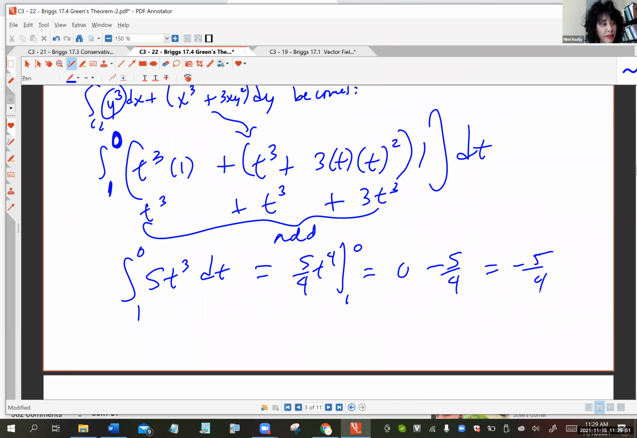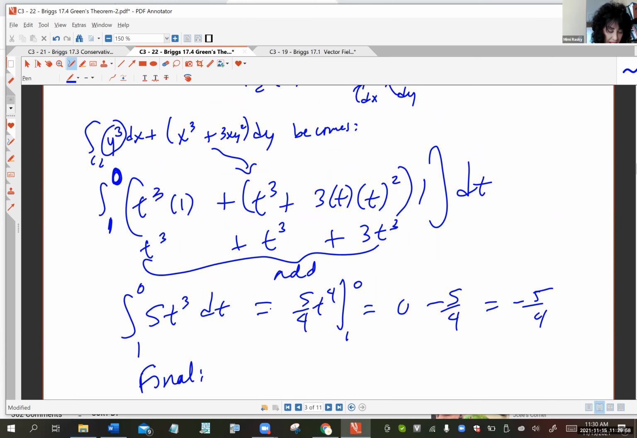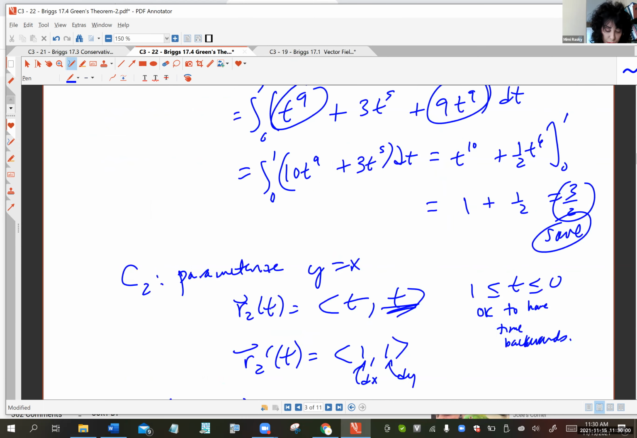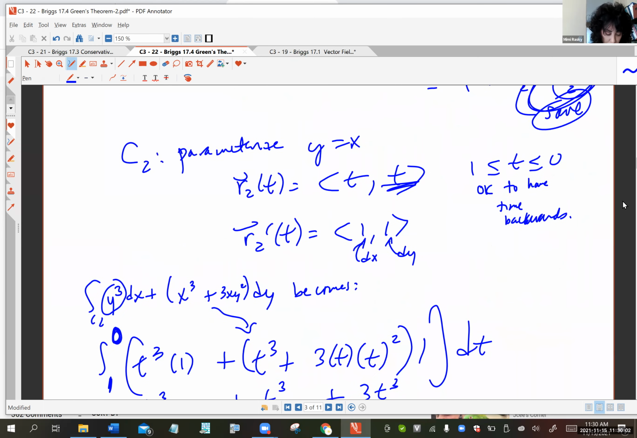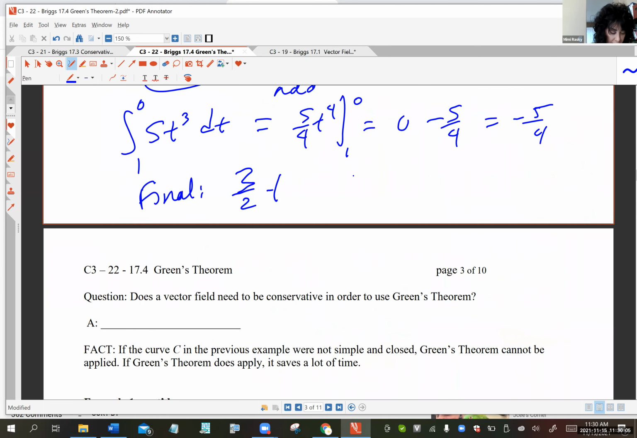You can get a negative answer for a line integral. We talked about that, right? So the final answer is the first integral result I had, which was 3/2, plus the second value, which was negative 5/4. And so my final answer here is 1/4.